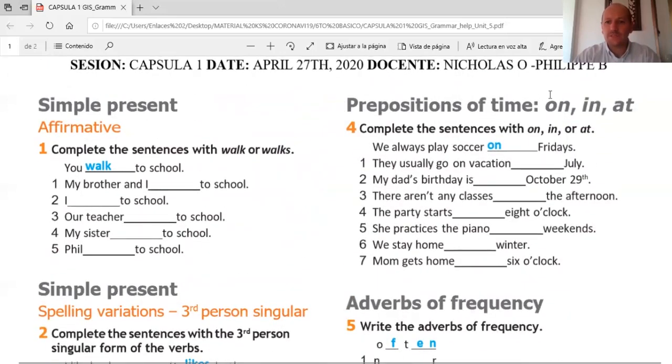Finalmente, vamos a ver las prepositions of time, ¿cierto? On, in, at, preposiciones de tiempo, ¿ya? Cuándo se usan y en qué momento, también lo vamos a ver y les voy a explicar un poquito para que lo puedan entender. Está en su libro de inglés también, de todas maneras va a quedar acá en pantalla.